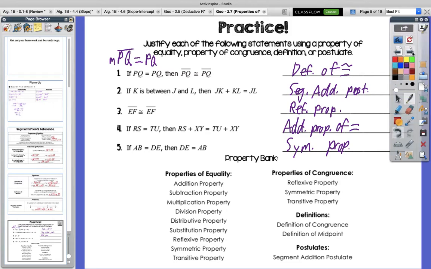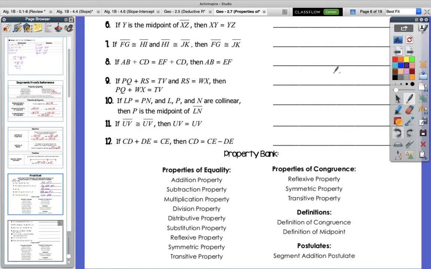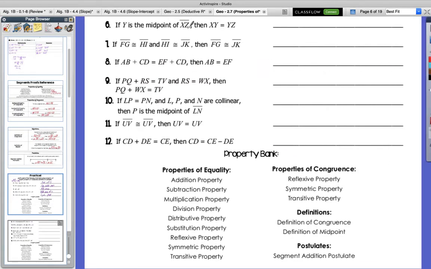Continuing on to the ones below this. Number 5, if Y is the midpoint of segment XZ, then XY is equal to YZ, so those measures would be equal. Once again, that's going to be our definition of midpoint.